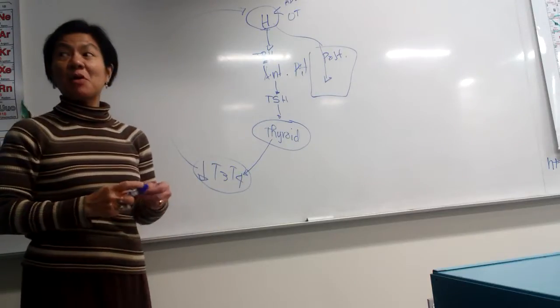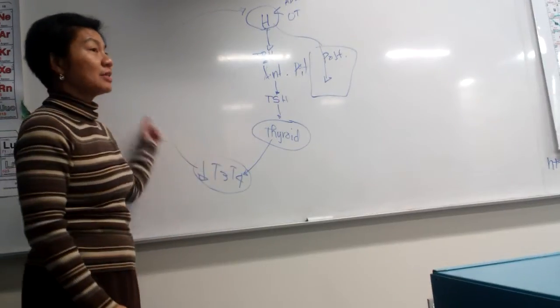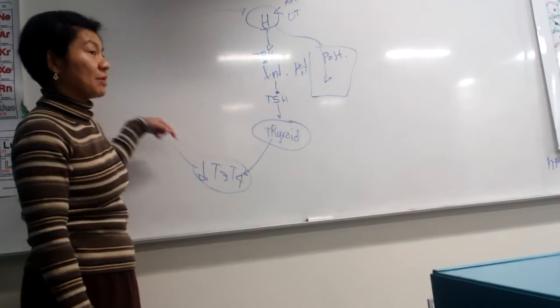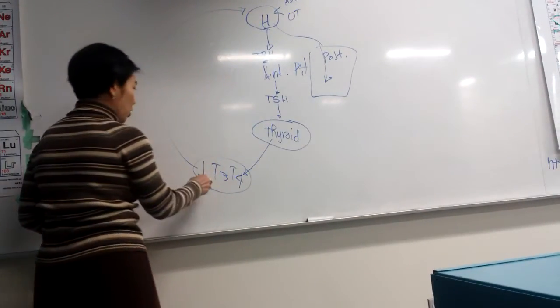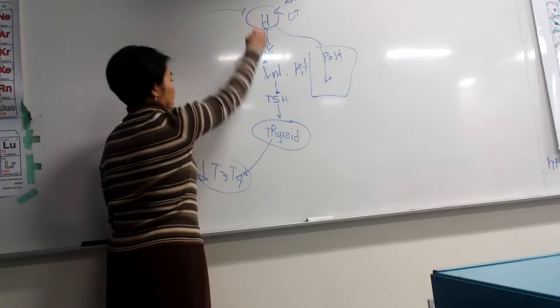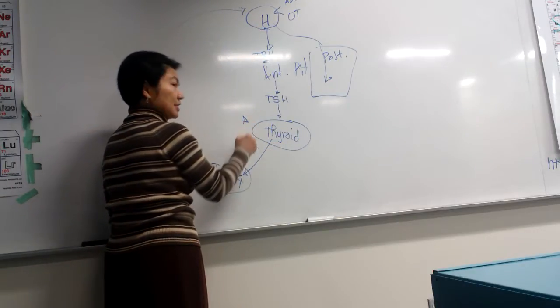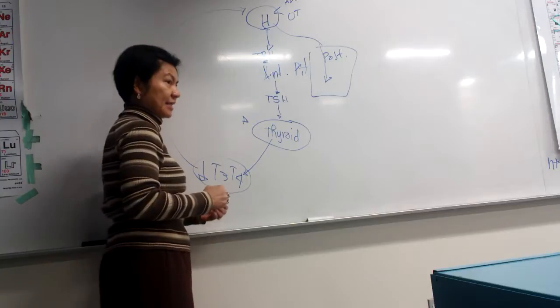The purpose of that number one homework was so you understand the negative feedback, okay? So, negative feedback. This is low, then this will start releasing and secreting high. So you see the negative feedback mechanism.